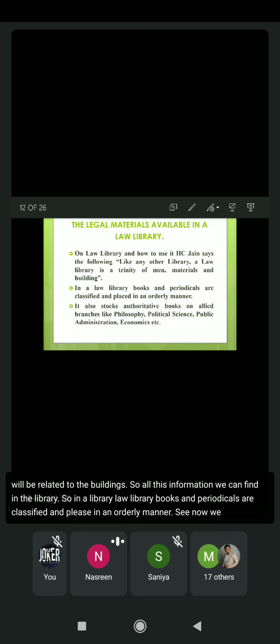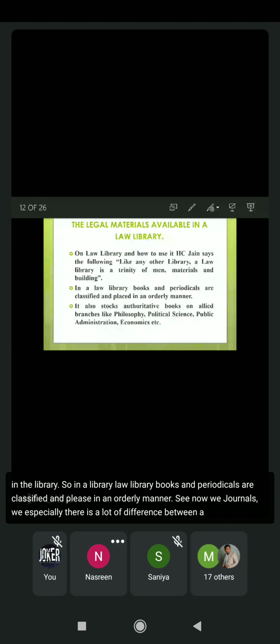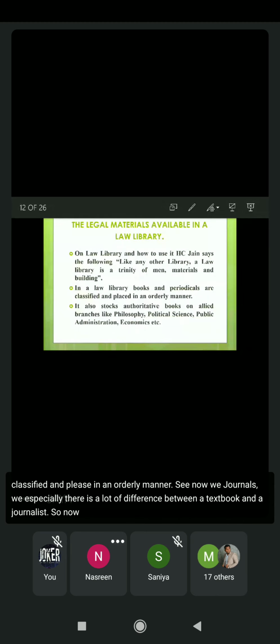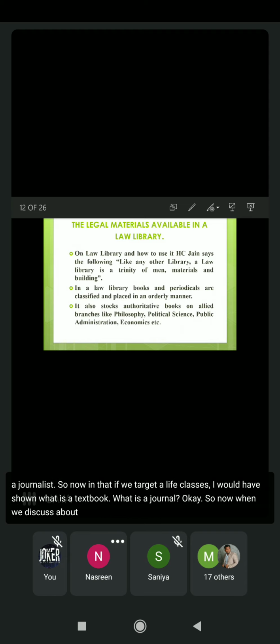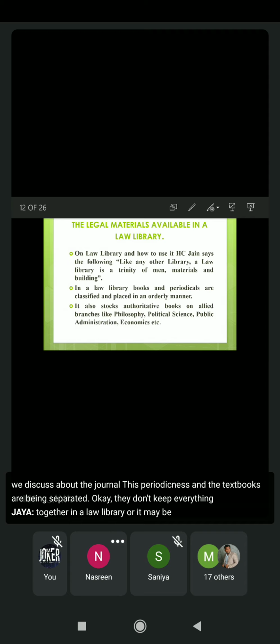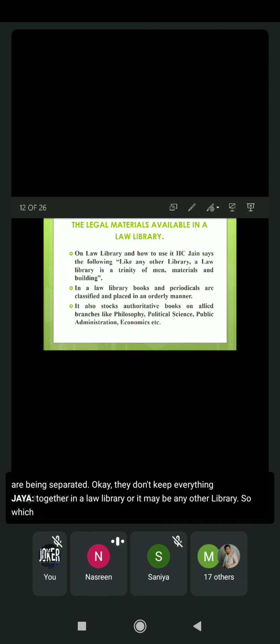See now, journals especially, there is a lot of difference between a textbook and a journal. If it had been a live class, I would have shown what a textbook is and what a journal is. So when we discuss journals, the periodicals and the textbooks are kept separate. They don't keep everything together in a law library or any other library. Which are the textbooks? What are the periodicals which come? Everything is separated.